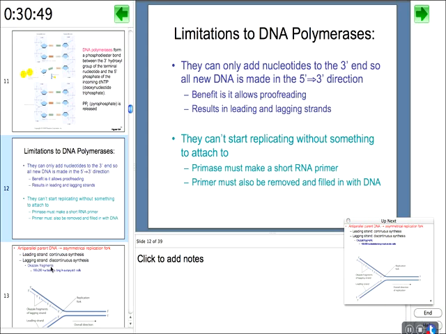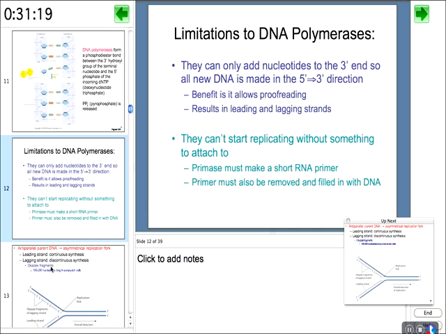The other limitation for DNA polymerases is that they can't start replicating without something to attach to. They can't just grab on and start copying. They have to attach to something. We call that something a primer. So DNA polymerases require a primer in order to go through replication. I always think of it as they can't attach to the DNA unless they have something to attach to. They attach to that RNA primer.